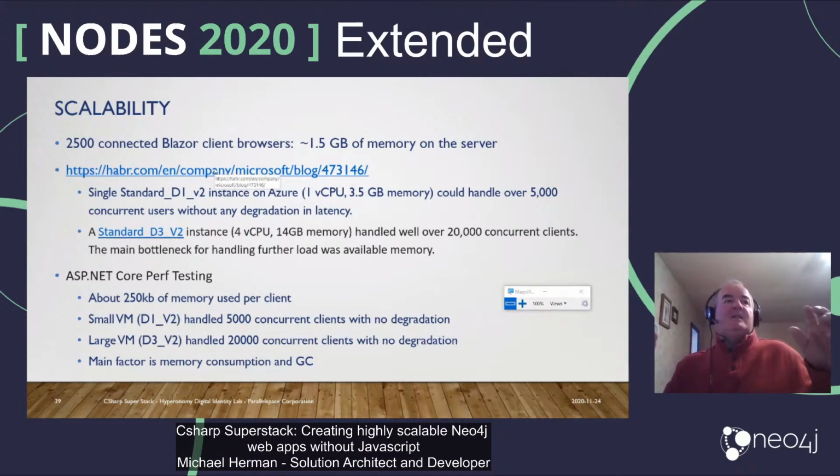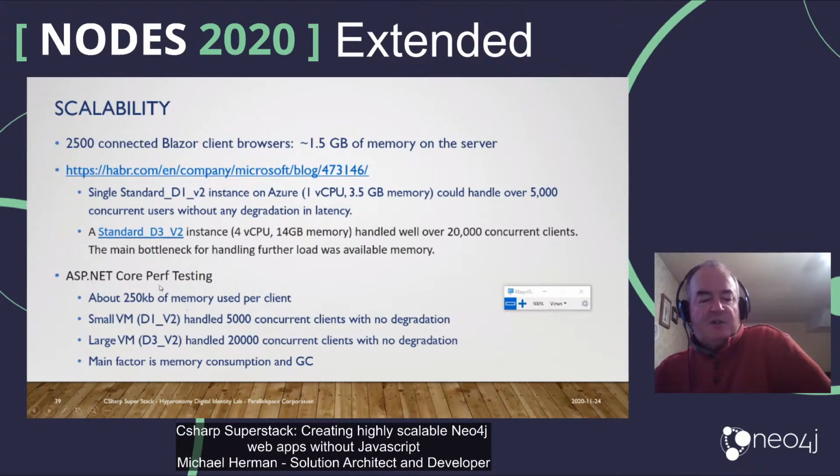Again, there's a small, highly efficient SignalR connection that's maintained between any BLAZOR server app running in the browser and the server itself. Here's some, I don't know if these are independent sources of data, but the ASP.NET Core team has done some performance testing. About 250 kilobytes of memory per client. They found that on Azure, on a small virtual machine, they can easily support 5,000 concurrently active clients with no degradation. On a large machine, as many as 20,000 clients. And the main factors controlling performance are memory and garbage collection.